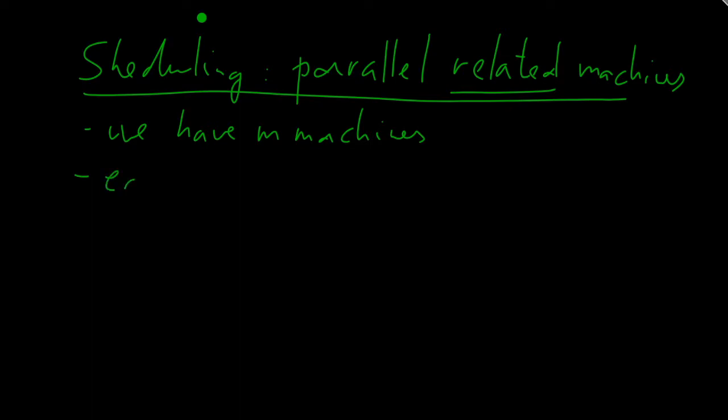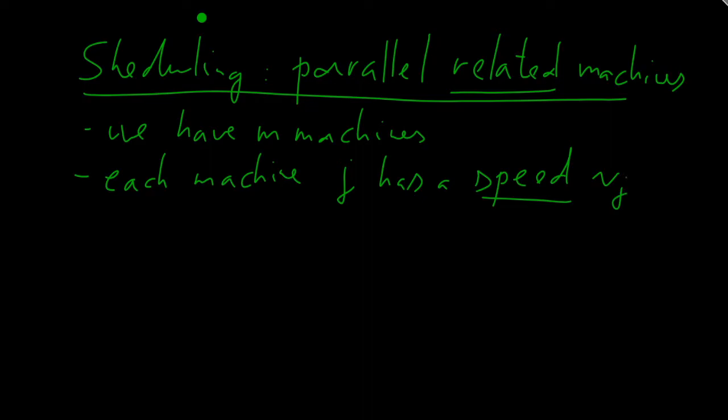So each machine, let's call the machine j, has a speed Vj. Usually we denote by V underlined the vector of speeds V1, V2 and so on, Vm. This is just part of the input, just a parameter of the input. And each Vj is a positive real number.